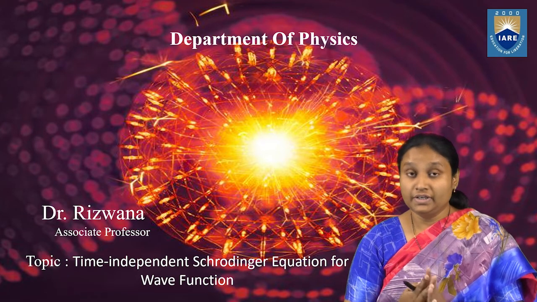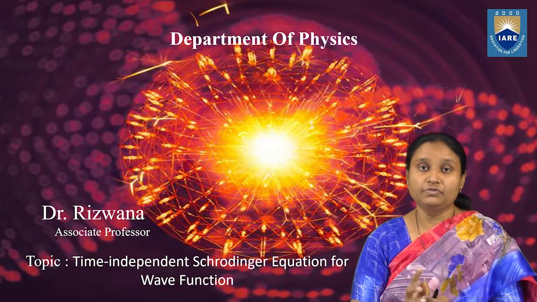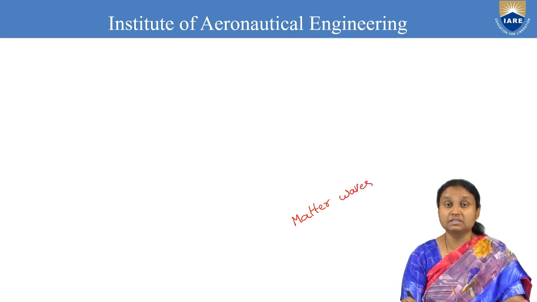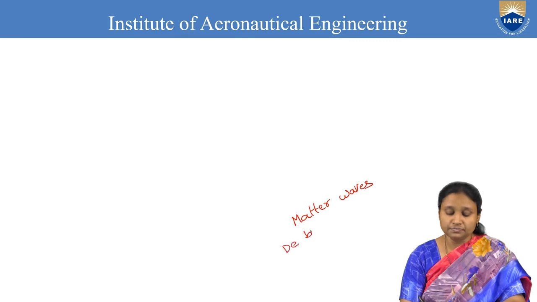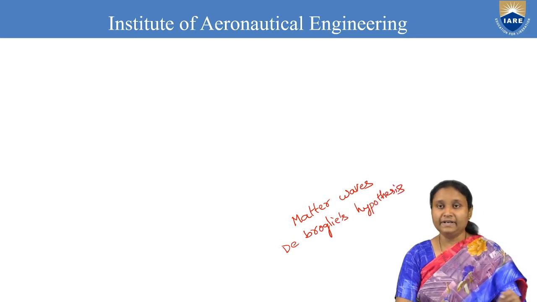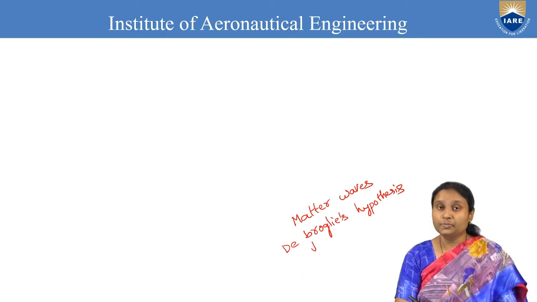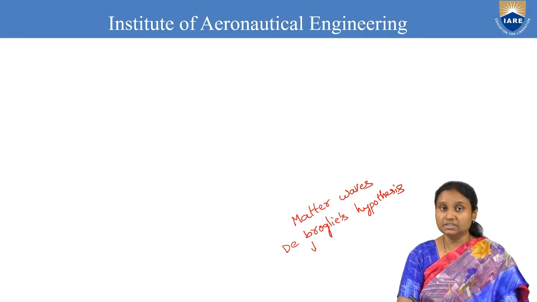Today we are going to derive the equation of motion for matter waves. So we know what matter waves are. De Broglie gave this hypothesis. According to de Broglie's hypothesis, just like light radiation exhibits dual properties, it exhibits both particle nature and wave nature.